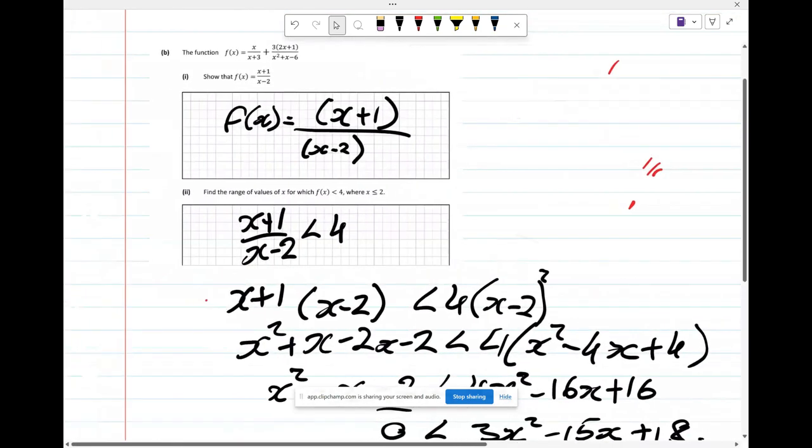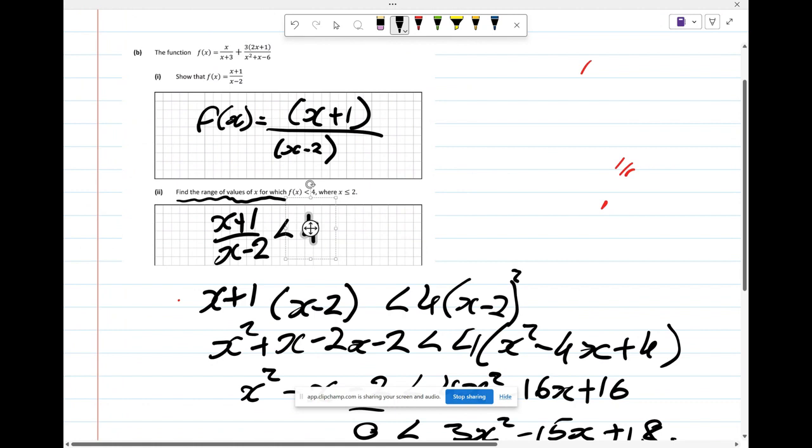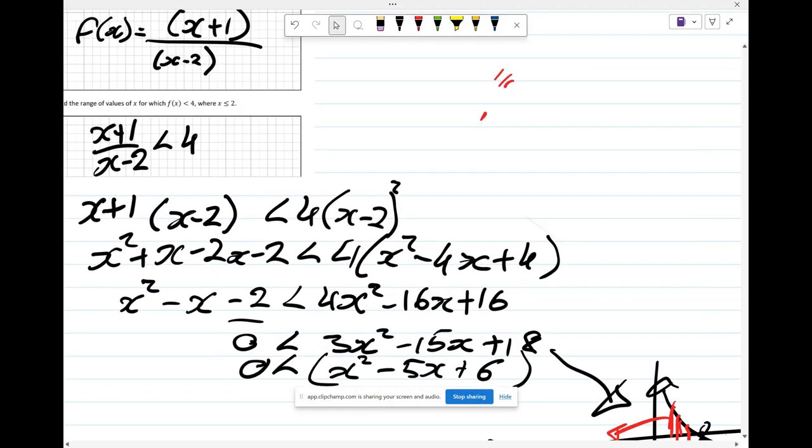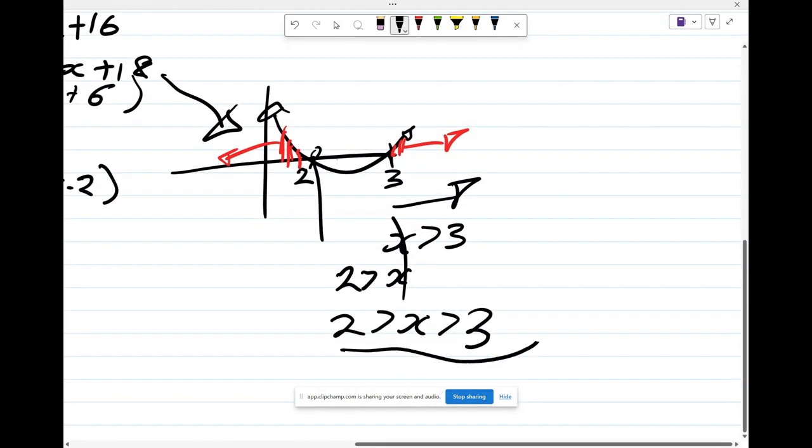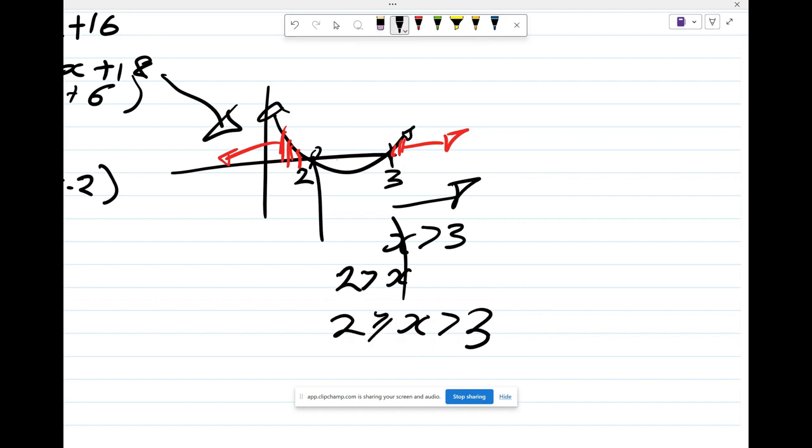Let's go back to our question, see if we finished it. We found a range of values for x for which f of x is less than 4. We've done that, but it's also where x is less than or equal to 2. So here we have x less than 2, but it's saying that x can also be less than or equal to 2. And so now our question is finished.